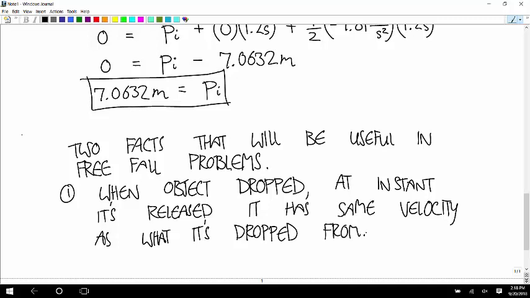It's different if it says something is launched or thrown. If you launch or throw something from a moving vehicle, at the instant it gets launched, released, it's going to have a different velocity than the vehicle. But if it's just dropped, if all you're doing is just letting go of it, then its initial velocity at that instant it's released will be whatever it's dropped from.